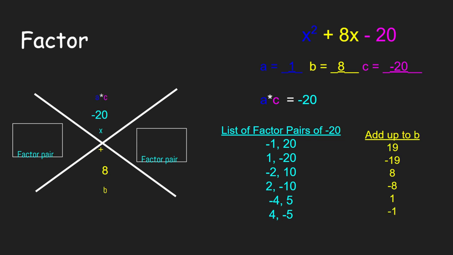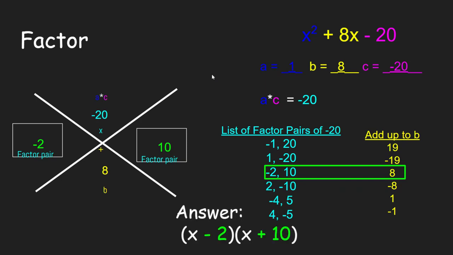So again, the factor pair that gives us our B value is negative 2 and 10. Again, the order doesn't matter. If you wanted to write 10 and negative 2, that's fine. We can also write negative 2 and 10. So our final answer for this factoring would be x minus 2 and x plus 10.